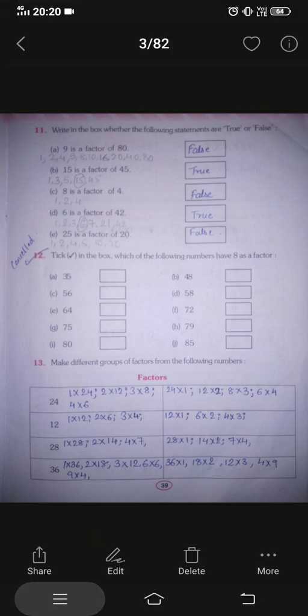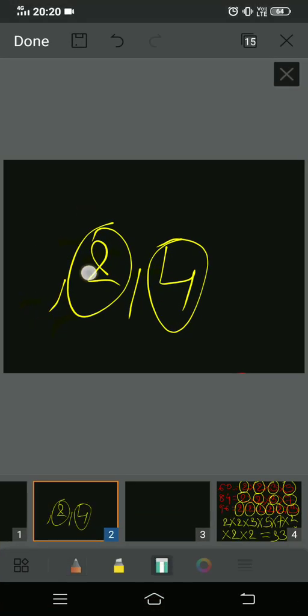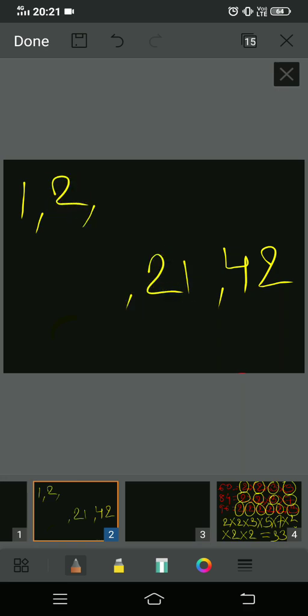Next question is, 6 is a factor of 42. Let's see if 6 is a factor of 42 or not. So 42, 1 and 42. 1 के टेबल में 42 आता है and 42 itself comes in 42's table. Next is 2. 2 के टेबल में 42 कब आता है? 2 21 ज़ा 42. Next 3 के टेबल में 42 कब आता है? 3 7 ज़ा 42. Oh, sorry.